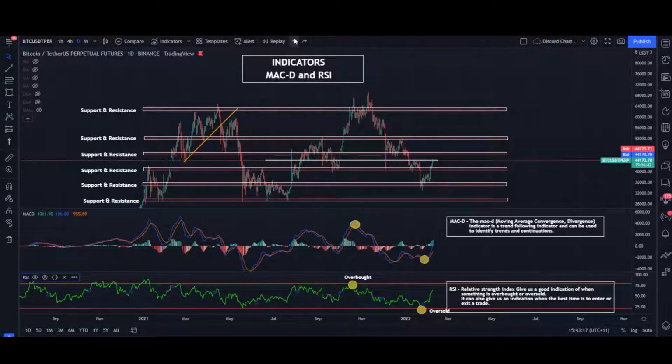So what's a divergence? First of all, I'll take you back to this Bitcoin chart back in February when we had the big bull run. We've come down, we've set a higher high.